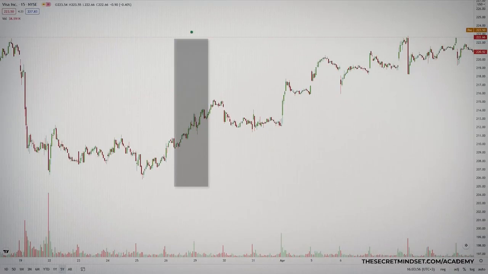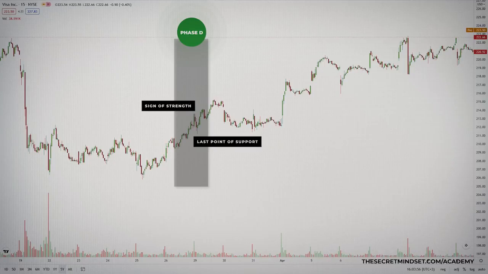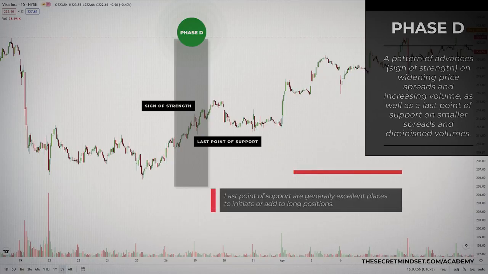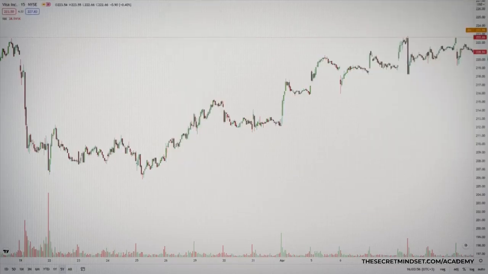In phase D, if we are correct in our analysis, what should follow is the consistent dominance of demand over supply. This is evidenced by a pattern of advances, signs of strength, on widening price spreads and increasing volume, as well as a last point of support on smaller spread and diminished volumes. During phase D, the price will move at least to the top of the trading range.